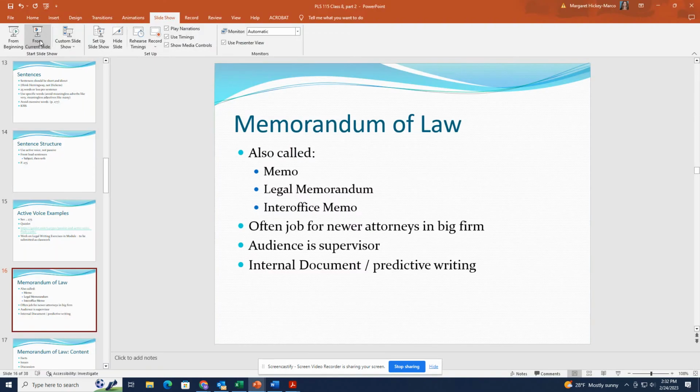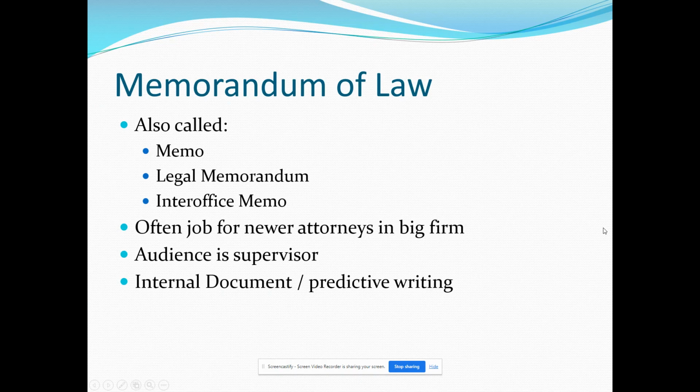Okay, and we're back. And now we're going to start talking really down and dirty about memorandum of law. So we call it a memo, a legal memorandum, an interoffice memo. They're all kind of synonyms for the same type of writing. Some are clerks, paralegals, newer attorneys. In a big firm, a lot of what they do is writing memos.